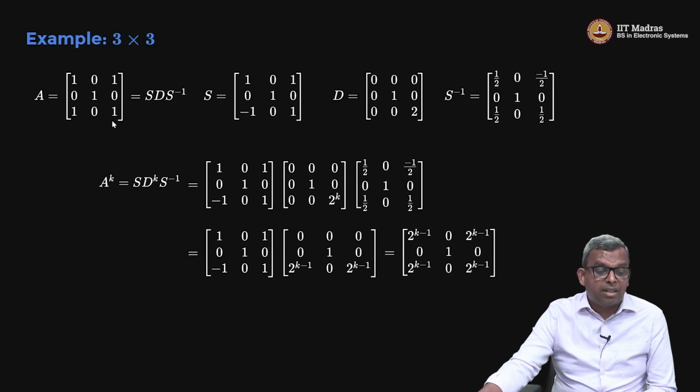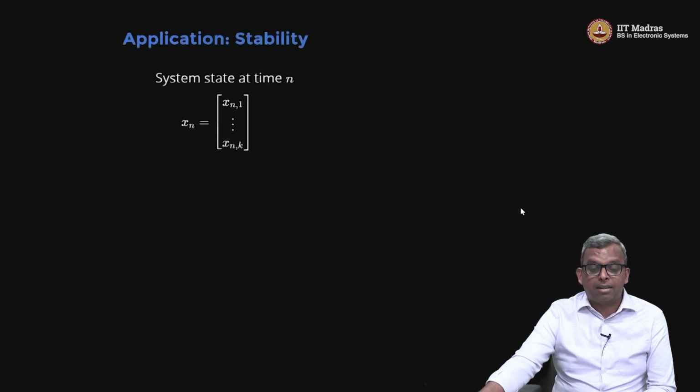Here is a 3 by 3 example. This also is something that we saw earlier. We looked at the patterns and we identified what A power k is. You go through the diagonalization process, and you get to the answer in a very trivial fashion. Once again, from S, finding S inverse is the only non-trivial task here.